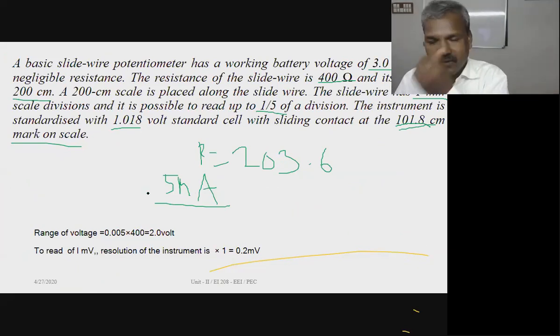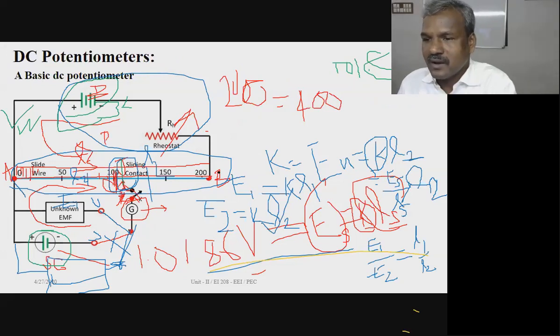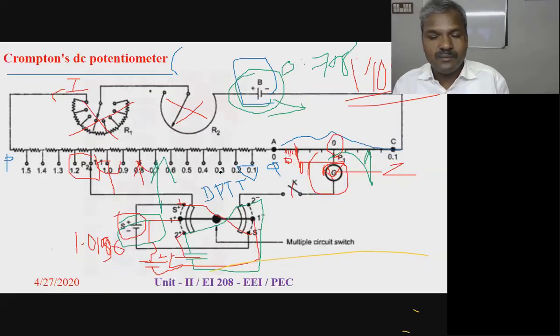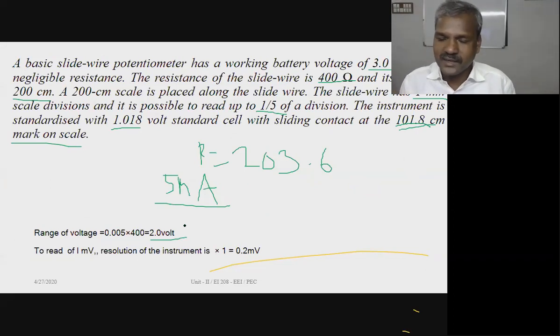What is the range when you have the 5 milliampere current in this slide wire? What is the maximum voltage, the maximum drop across A and B? We have 400 ohm resistance over the 200 centimeter range. The current is 5 milliampere, so 5 milliampere into 400 ohm is 2 volt. Please understand from this concept, we can measure a maximum of 2 volt from the potentiometer.